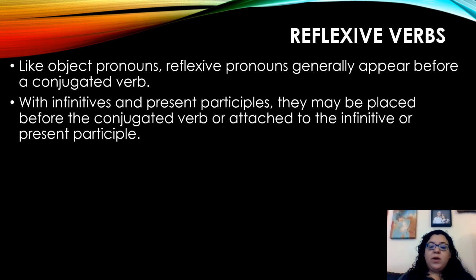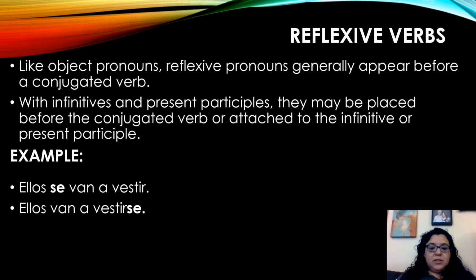Now, let's talk about one with infinitives. A common one would be when we're using the verb ir. If we're saying ir a and then a reflexive verb, that would be using it as an infinitive. So what we're going to do is, for example, ellos se van a vestir. So know that vestirse is your reflexive verb, yes? The person doing the action is ellos. So the reflexive pronoun we're going to use is se because that's the one that goes with ellos.